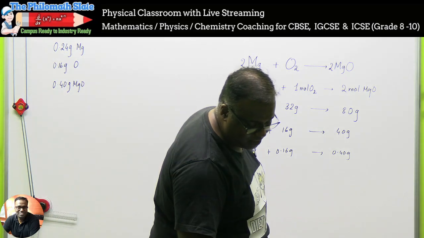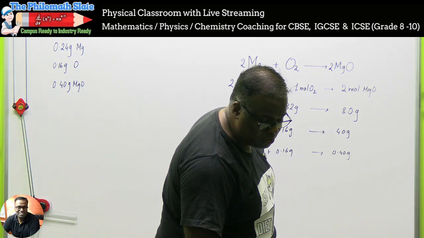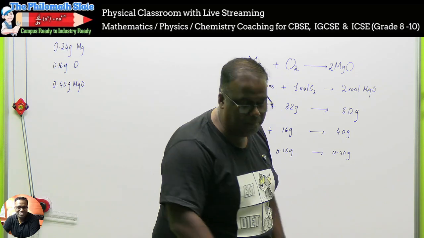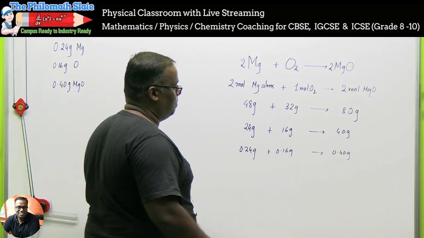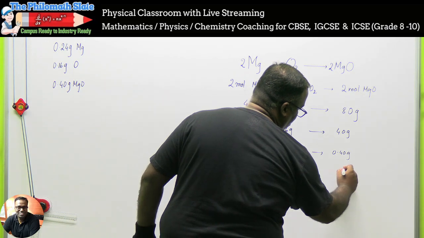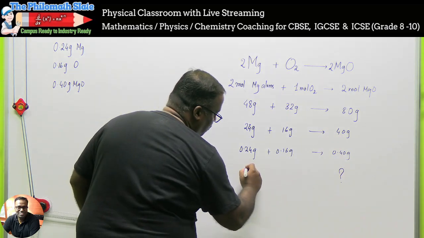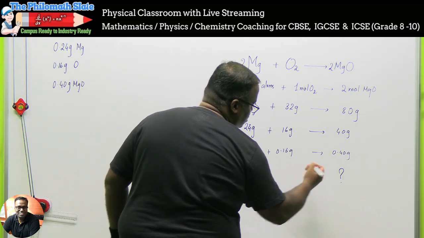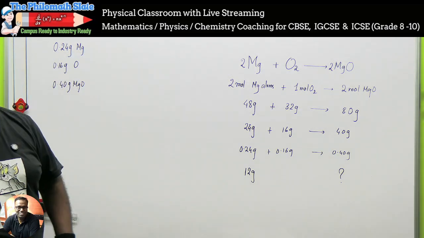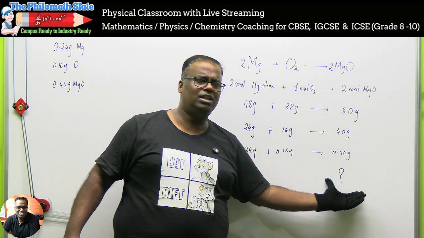What does it say? Now it says, how much magnesium oxide will be produced by burning 12 grams of magnesium? Wow, very good. So they have asked you how much of this will be produced if you are burning 12 grams. So how much will be produced, right? We don't need to look at this side at all.